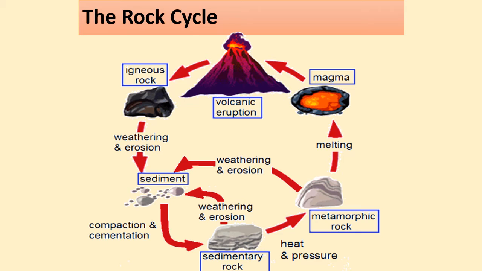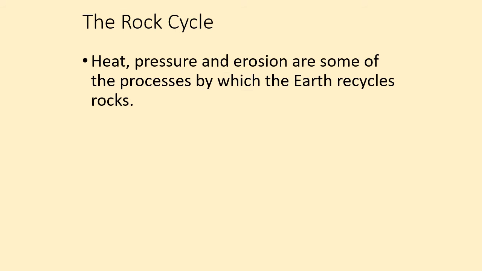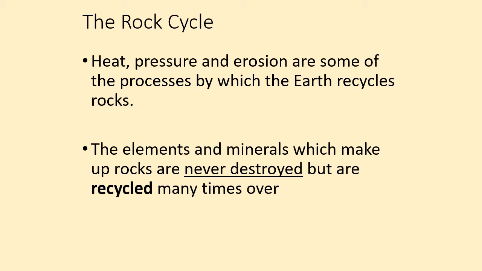So you can see from this rock cycle that every type of rock is capable of, through very long processes over a very long time, transforming into all the other types of rock. Okay? So heat, pressure, and erosion are just some of the processes by which the Earth recycles rocks. The elements and minerals which make up rocks are never destroyed, but they are recycled many times over, and they change which type of rock they are found in.